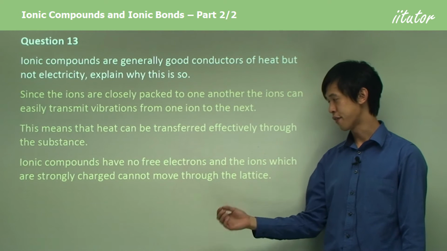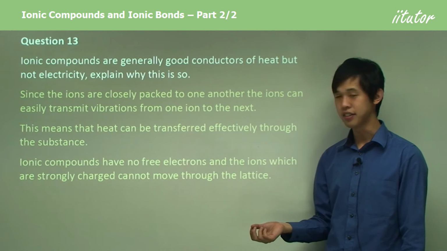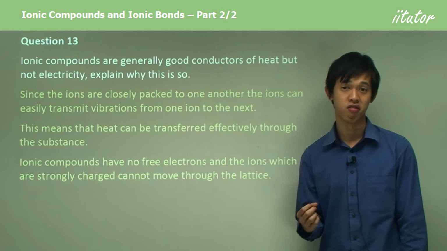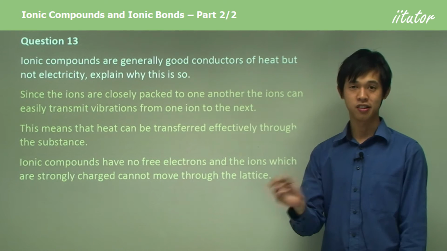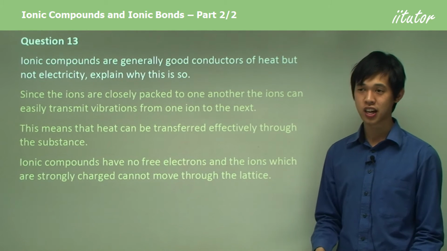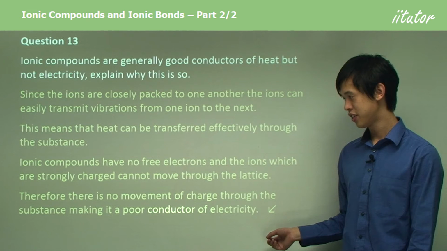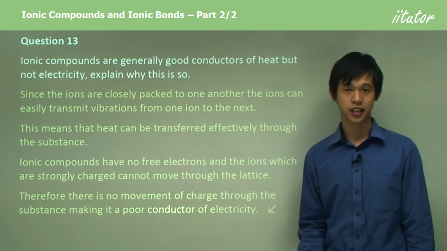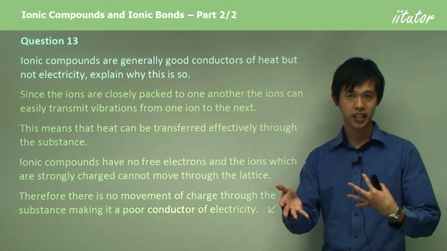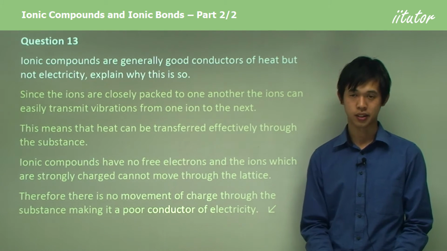But ionic compounds have no free electrons, and the ions, which are strongly charged, can't move. They're immobile. They can't move through the lattice. And if you don't have any charge that's able to move, you don't have any current. Therefore, there is no movement of charge through the substance, making it a poor conductor of electricity, because you can't get any charge moving, which means that you don't conduct electricity.